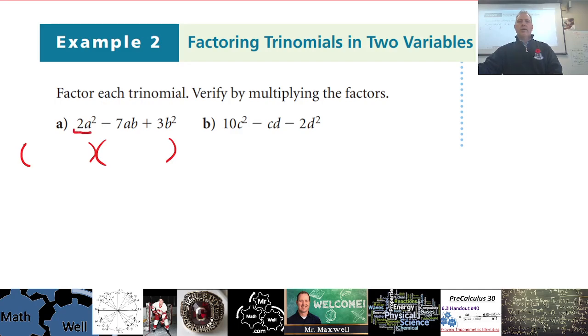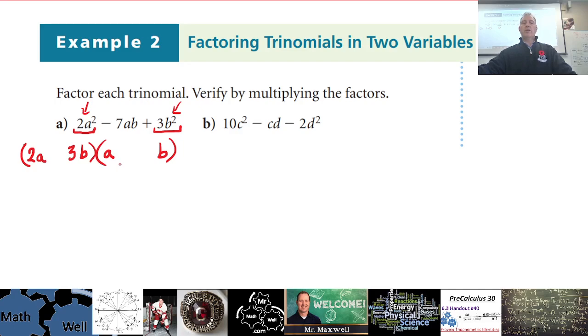So the two variables looks like this. You're going to have one variable in the first term, and a second variable in the last term. Now just like we did days ago, we still want to figure out what factors will multiply to these terms. So 2a squared still has to come from 2a times a, and 3b squared still has to come from 3 times b times b. So this is where you're going to get, now I'm going to try this right here, 3b and b.